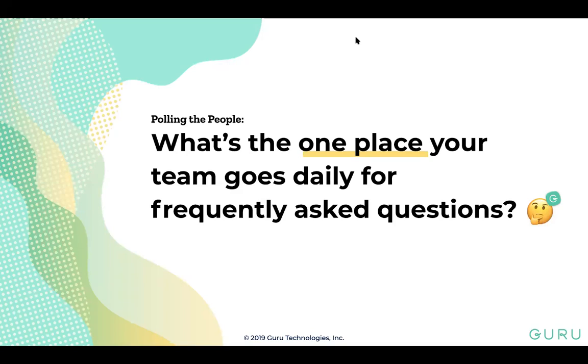Looks like a good bit of you are using Slack. That's great. I'm seeing a few different other places, Google Drive, Confluence, Zendesk. Great, so yeah, Slack and Teams is the biggest, and then Google Drive, Confluence, Zendesk seem to be the next ones. Lucky for you guys, Guru can help connect all of those different sources of knowledge to create one unified location for information.